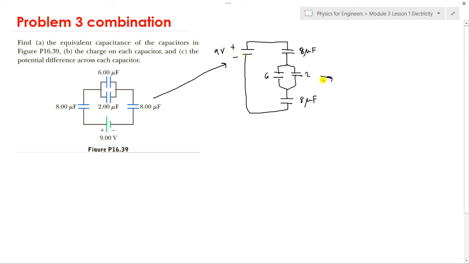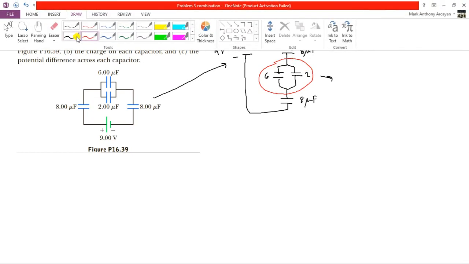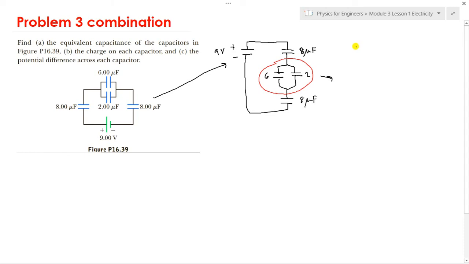Here we can transform this. Let's say we're going to combine these. Since they are parallel to each other, we combine them into a single unit. So that it will now become, it will no longer look like this.